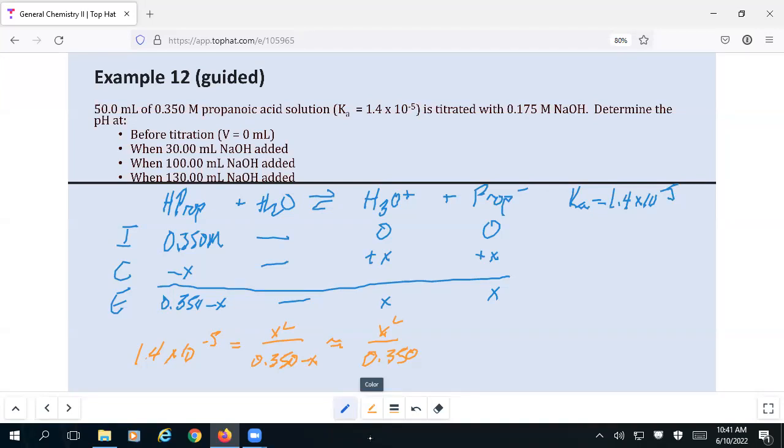1.4 times 10 to the negative fifth multiplied by 0.35 is, yeah. Sometimes you punch a number into your calculator and it comes out and you go, there's no way that's right. 4.9 times 10 to the negative sixth is x squared. So x is 2.2 times 10 to the negative third.